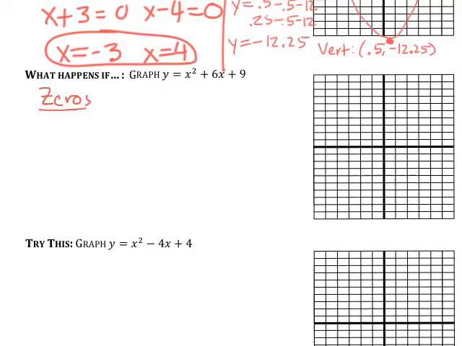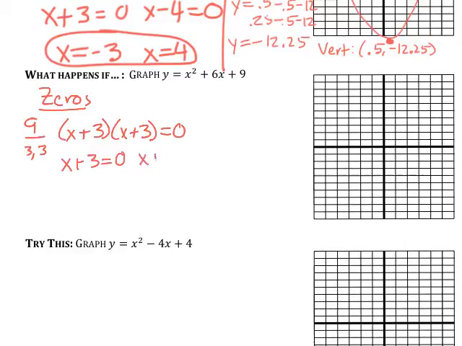Okay, and again, nothing in front of x squared, so I would go ahead and factor. So I'm finding factors of 9 that add to 6. That'd be 3 and 3. So I have x plus 3 equals 0. So that means x plus 3 could be 0, or same thing, x plus 3 could be 0. Okay, so that means x equals negative 3. So I only have a single 0 this time. Okay, so that's something that's weird that happens. So if I go left 1, 2, 3 on my x-axis, here's my 0.